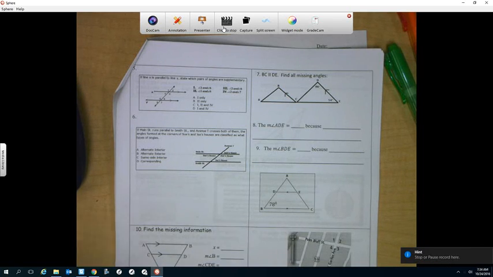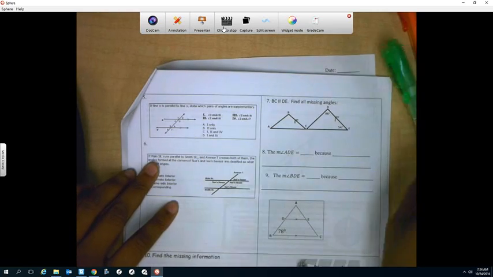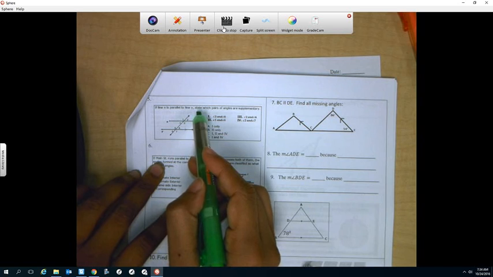Okay, for the next set, you're going to really need to know your vocabulary, and there's a couple typos, so make sure we're paying attention. So, on this first one, number 5, remember what I said, if you use your color coding, because we have parallel lines, and we have a transversal.